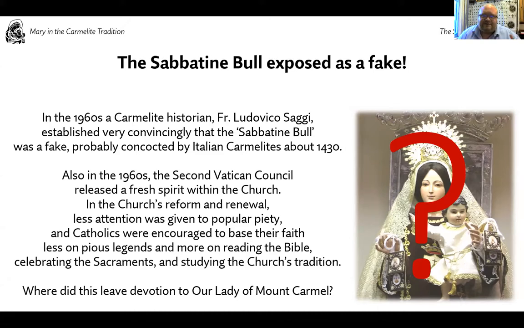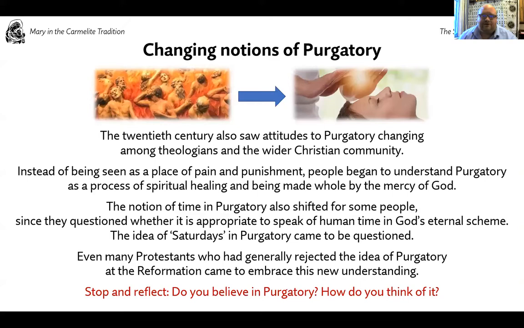And in that same decade, the 60s, the Second Vatican Council said, we need to drop, modify, reform devotions that are founded on legend, on superstition, because our faith really should be more firmly rooted in pondering the scriptures, celebrating the sacraments, studying the church's tradition. Now, where does that leave devotion to Our Lady of Mount Carmel? Because so many people associate Our Lady of Mount Carmel with the scapular. Another changing attitude in the last 100 years is about purgatory. It used to be seen as souls writhing in fire, a sort of temporary hell.